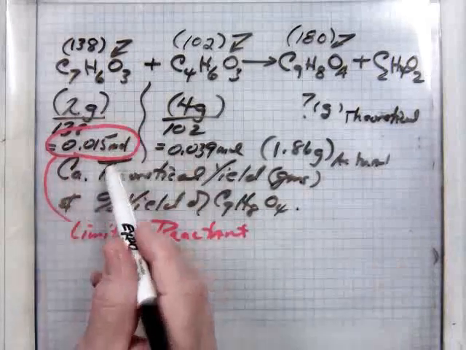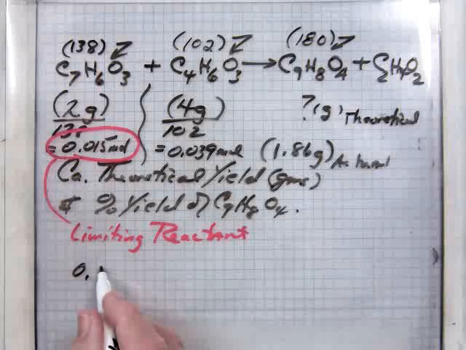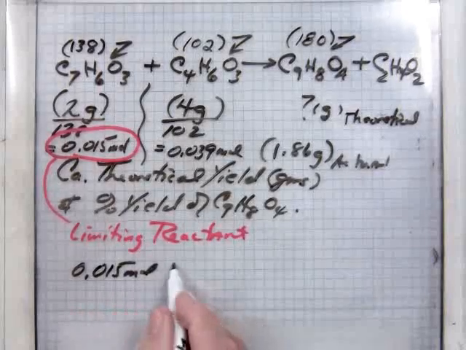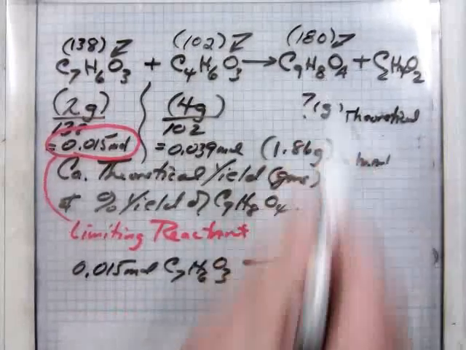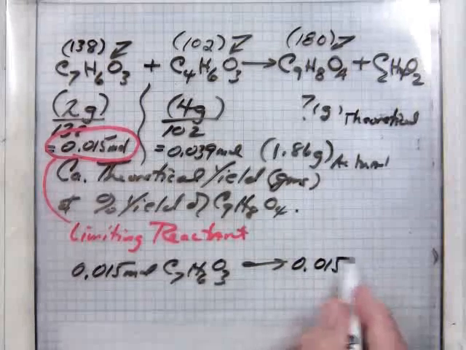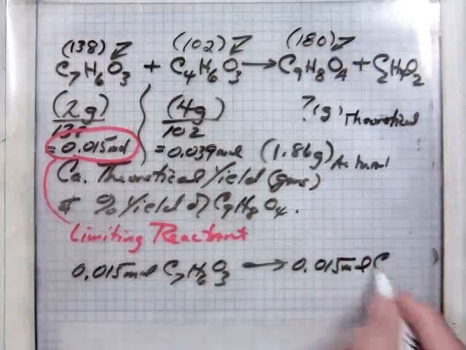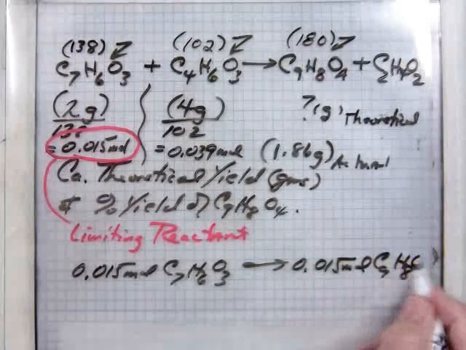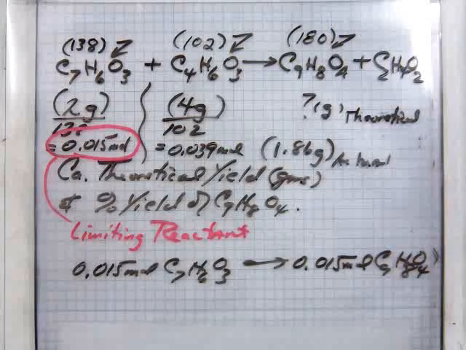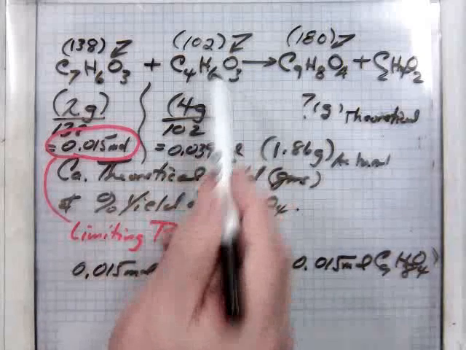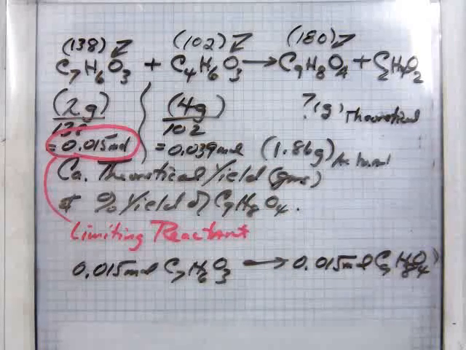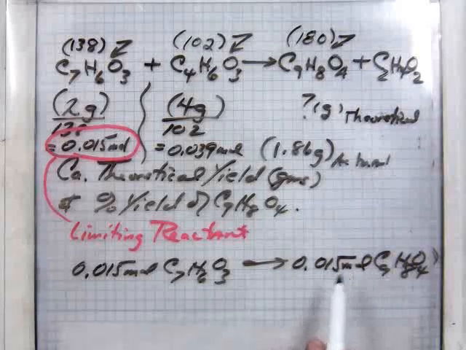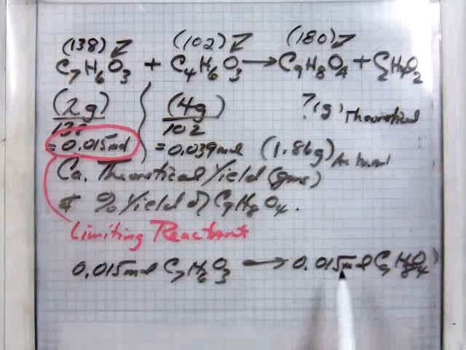At any rate, so we're talking about 0.015 mole of C7H6O3 will produce 0.015 mole of aspirin, C9H8O4. Because the rest of it is irrelevant, because this is acetic anhydride and it's going to wind up as an excess. So we don't even put that into the calculation. It's always in pairs. Okay? All right, so the idea is to get this to grams.